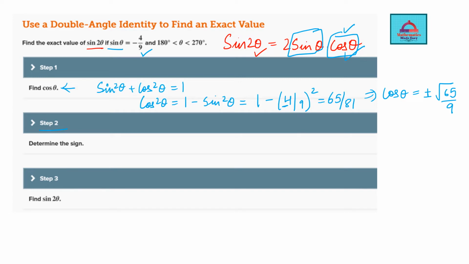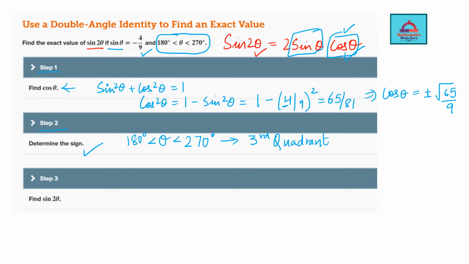Step 2 would lead us to determining the correct sign. Now, to know the sign, we are going to use this information. Something about theta is given to you. What is given? Theta lies in this angle, 180 to 270, meaning it is lying in the third quadrant.